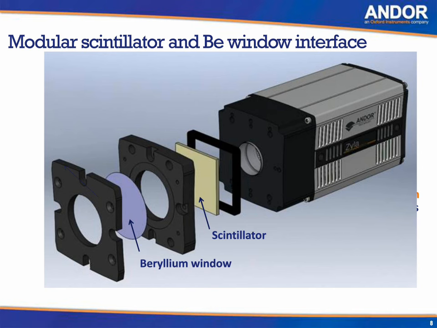Obviously, the beryllium window on the front acts as a light shield to remove visible light and allow capture of the desired energies or higher energies. But all we're doing is delivering that capability of the camera to the user. So it's about flexibility from the user point of view, and it's a key aspect of all of Andor's camera designs.